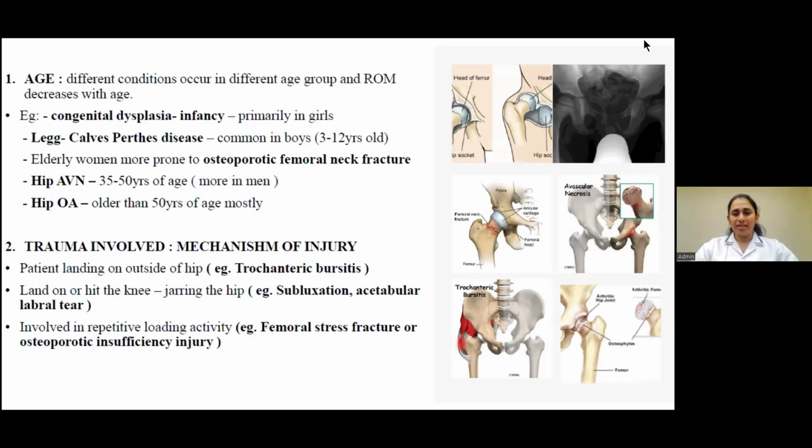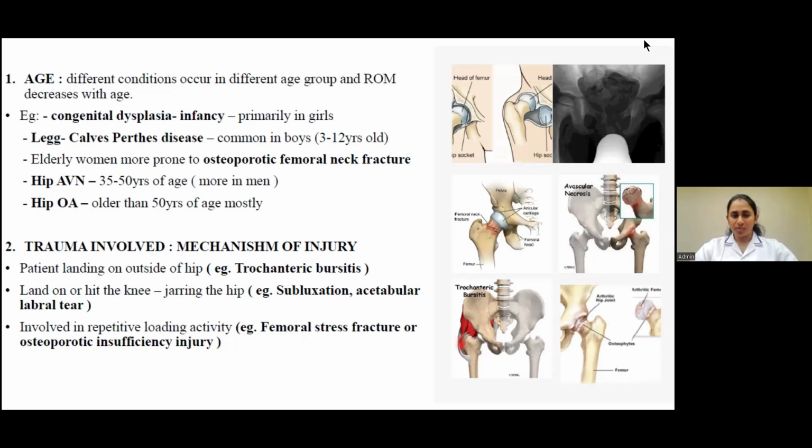In infancy, it is going to be congenital dysplasia of the hip, which is normally seen in girls. And there is Legg-Calve-Perthes disease, very commonly seen in 3 to 12-year-old boys. Then there is a possibility of osteoporotic fracture, very commonly seen in the femoral neck, and elderly or postmenopausal women are more prone to it. Then there is hip avascular necrosis, mostly common in males, anywhere from the mid-30s to early 50s of age.